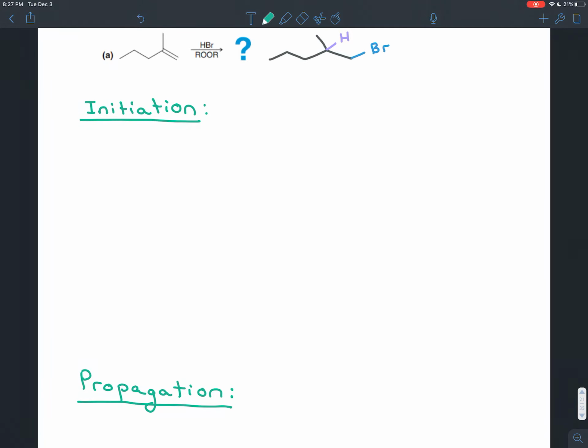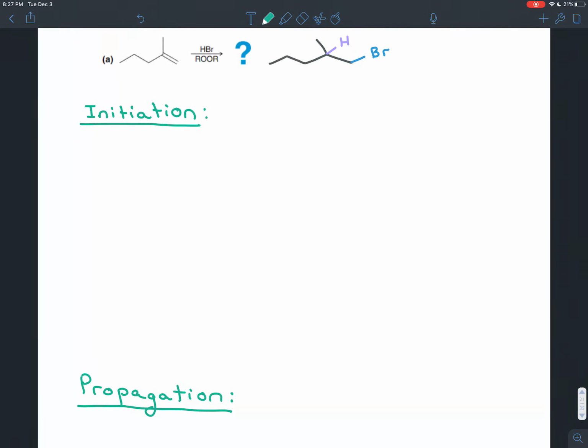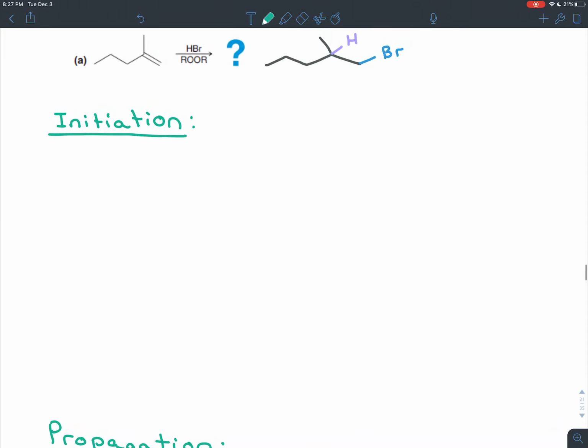Okay, well, what will be the initiator? How will the radicals get created? The radicals will get created by the peroxide. You'll have this R, so that's any carbon chain, bonded to an oxygen, bonded to another oxygen, bonded to another carbon chain. And the bond between the oxygens is very unstable. And you can see why carbon is so special. Carbon forms stable bonds to itself. Other elements, like oxygen, do not.